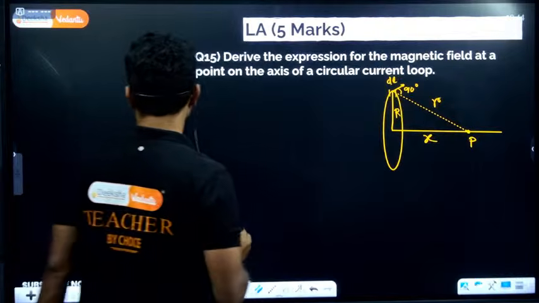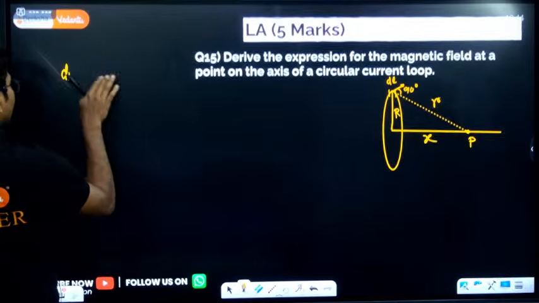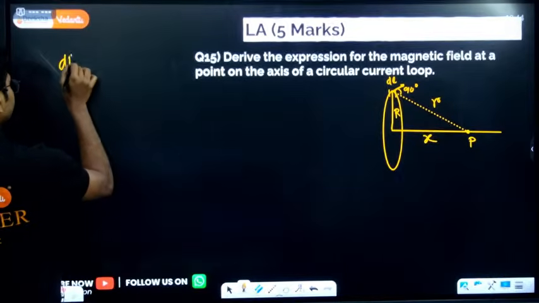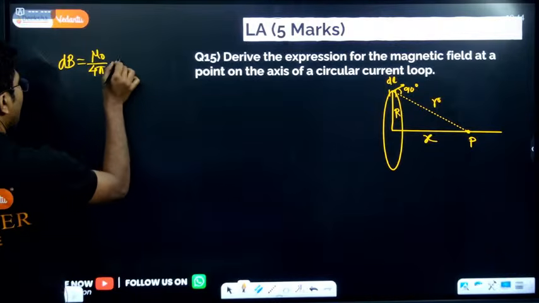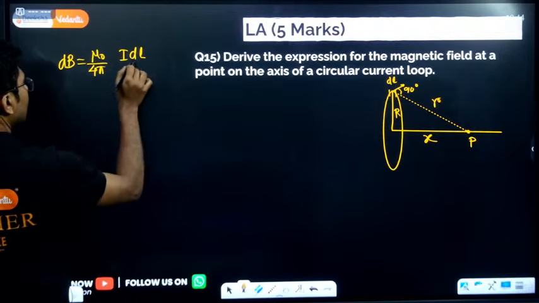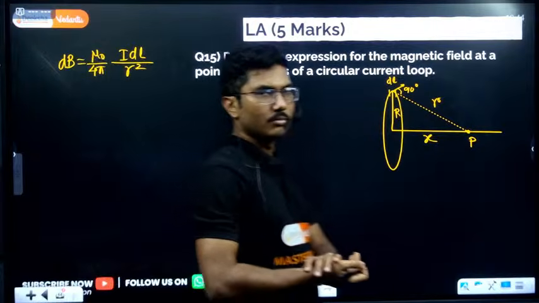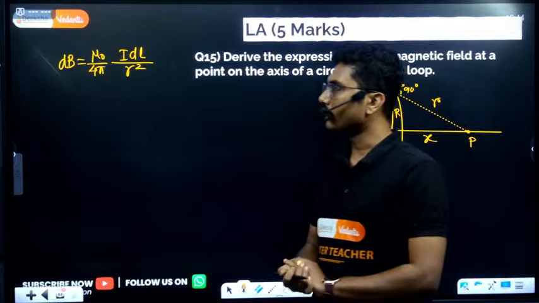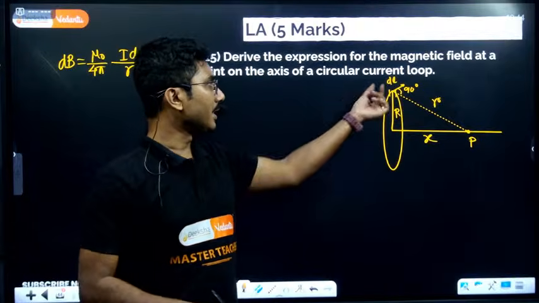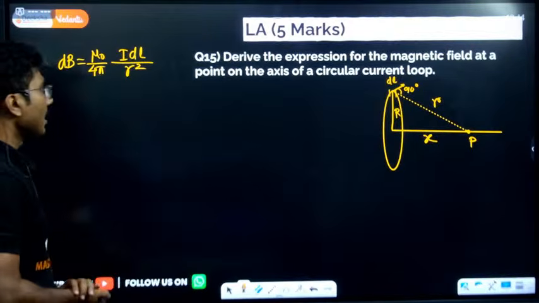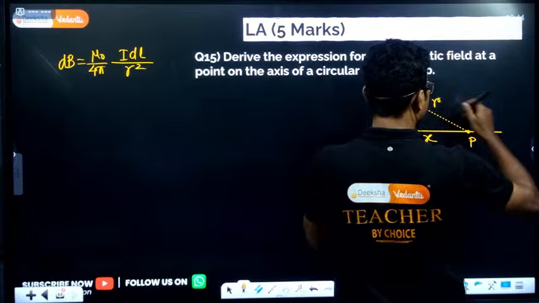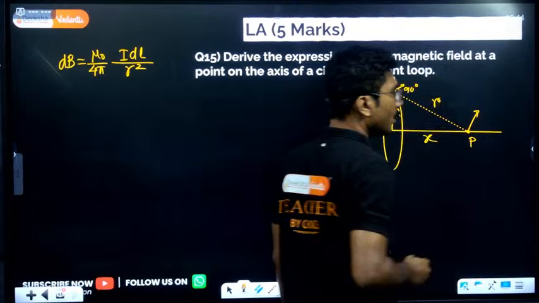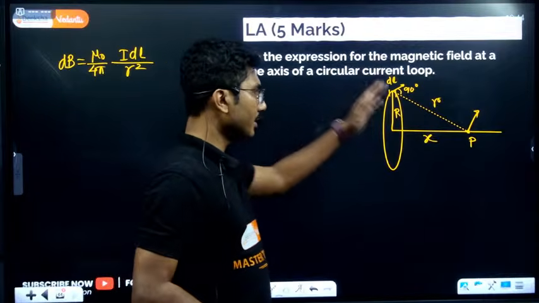From Biot-Savart's law, the magnetic field expression is given by dB equals mu naught by 4 pi I dl by r square. This is the dB formula for Biot-Savart's law. The magnetic field due to a small element dl is given by I dl upon r square. Now the direction of this is in this direction, obviously not along the axis.